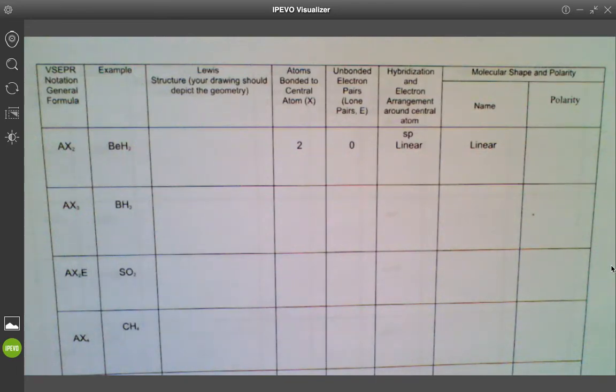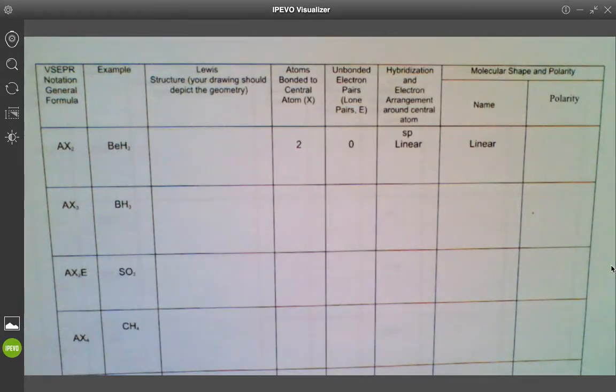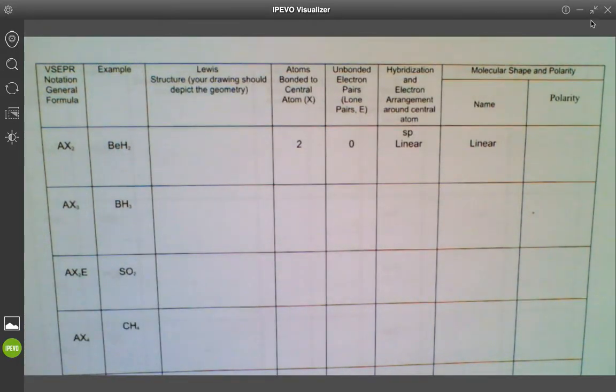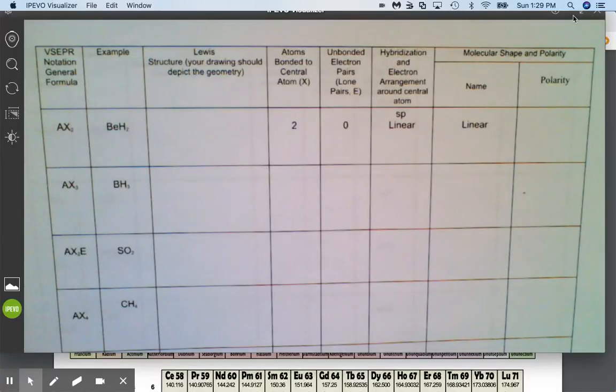For this assignment, we are going to be looking at how to predict the various shapes of molecules. Previously, you have learned how to do the Lewis dot structures. We're going to revisit that. So let's take a look at beryllium hydride here, BeH2. And what we're going to need to do is use our periodic table.